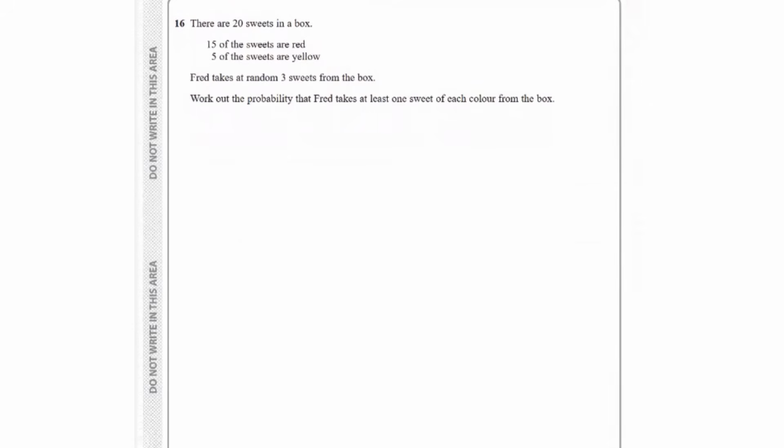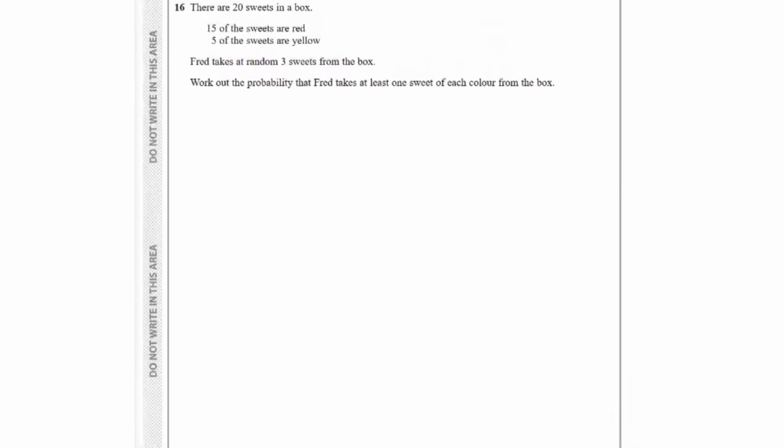Question 16 says there are 20 sweets in a box. 15 of the sweets are red, 5 of the sweets are yellow. Fred takes at random 3 sweets from the box. Work out the probability that Fred takes at least 1 sweet of each color from the box. So this is a 4-mark question. We have to work out the probability that he's taking 3 sweets and he takes at least 1 sweet of each color. So that means it can be more than 1 as well.